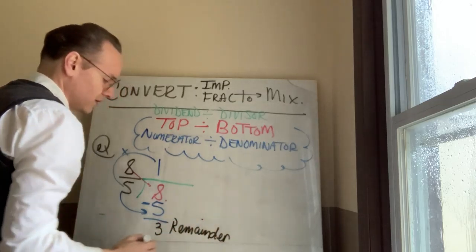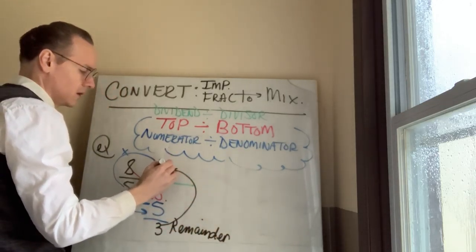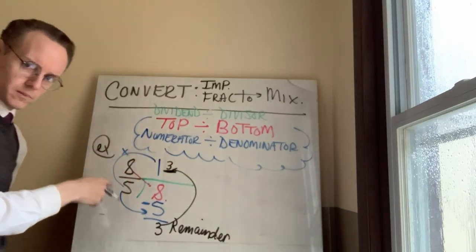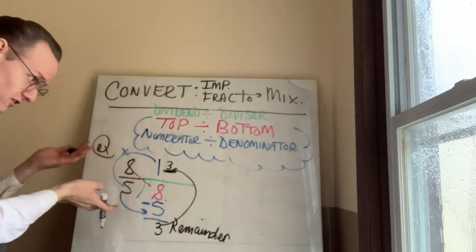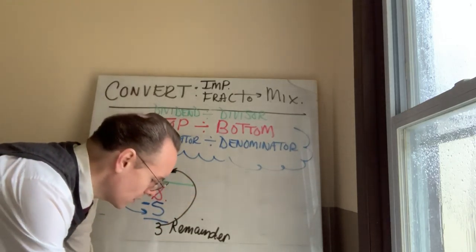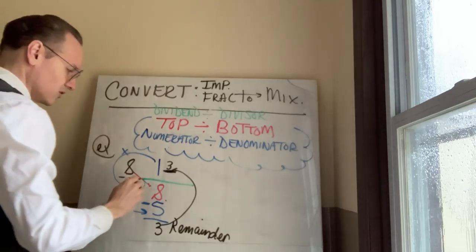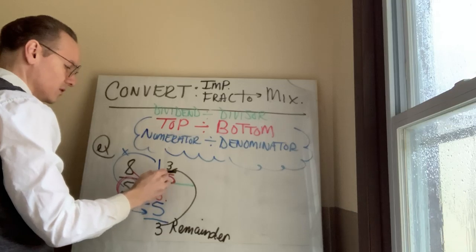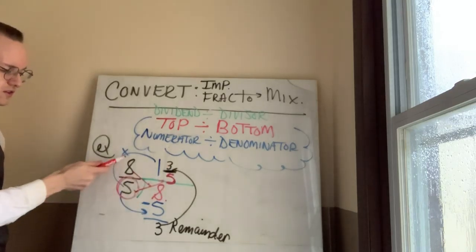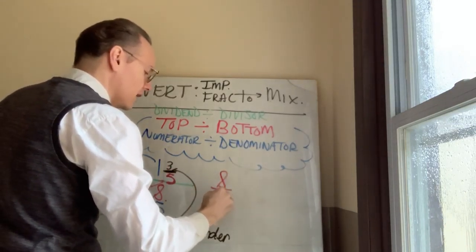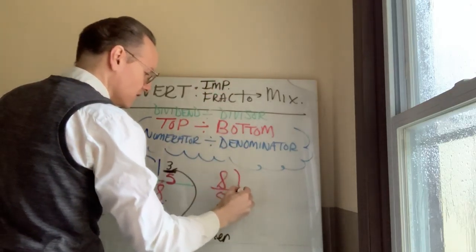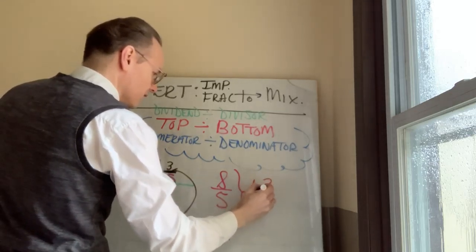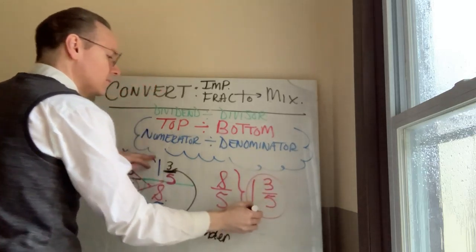So what do you do with the remainder? The remainder gets written here. And just as in the instance before, you always keep the denominator. Sorry for the mess, but whatever you're dividing by continues to be your denominator. So what is 8/5? 8/5, an improper fraction in the style of a mixed number, is 1 whole and 3/5.